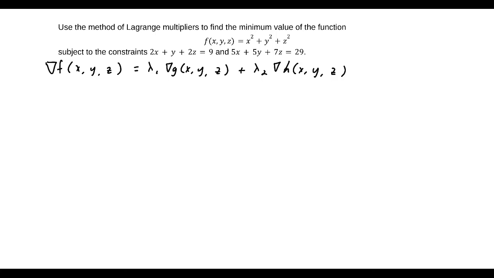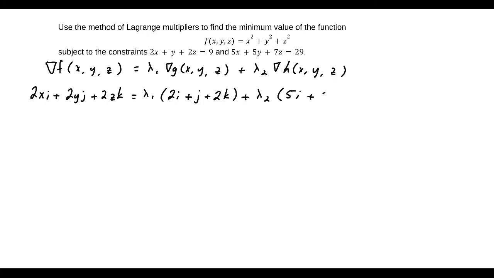The gradient of f will be equal to 2x i plus 2y j plus 2z k, and that will be equal to lambda 1 (2i + j + 2k) plus lambda 2 (5i + 5j + 7k).